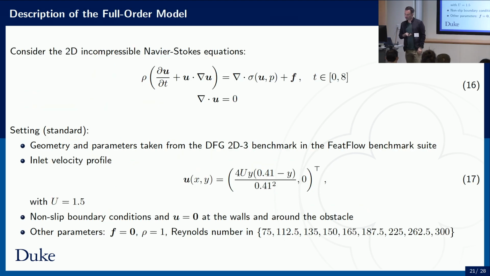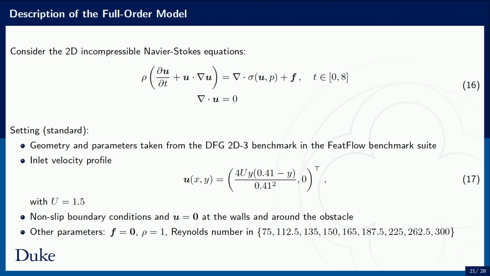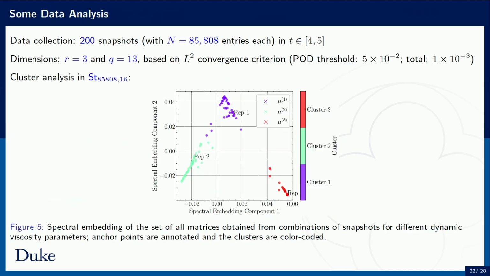To show how it works, we're going to use a very standard prototypical problem that has been used in the group as well, so I'm not going to comment on this that much. We are using a 2D Navier-Stokes equation, and you have the usual setting, and the Reynolds number is going to be in that range. So this is how it looks.